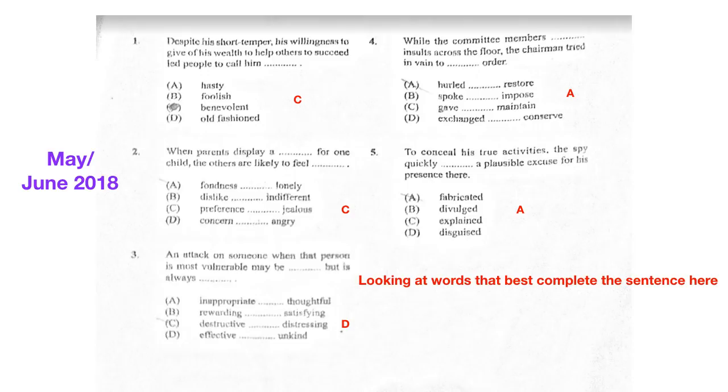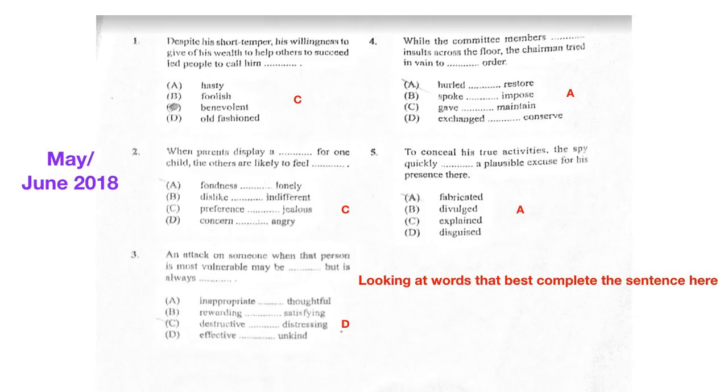The first question reads, despite his short temper, his willingness to give of his wealth to help others to succeed led people to call him benevolent. Benevolent means kind. That's the best option there. Some of these answers, I was given this paper with the answers marked off.